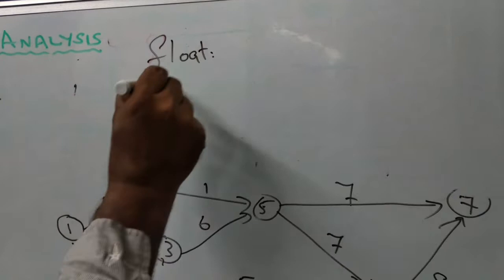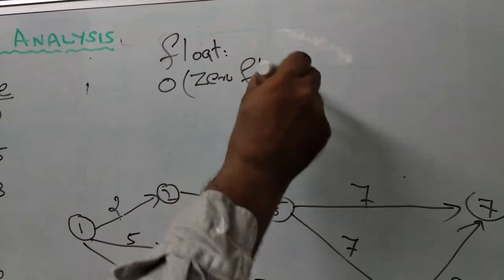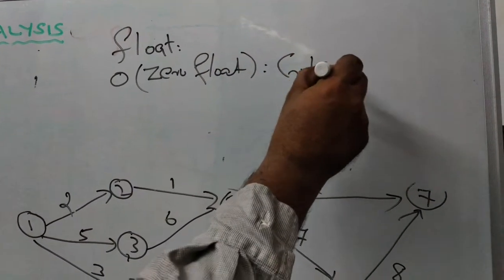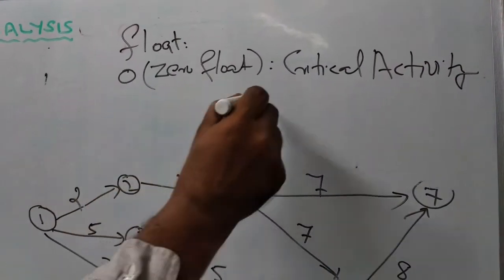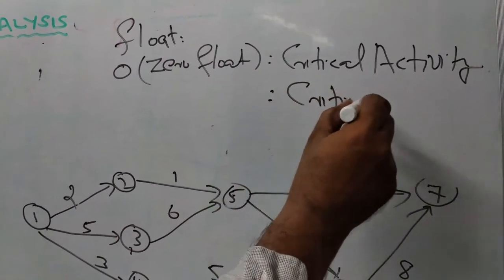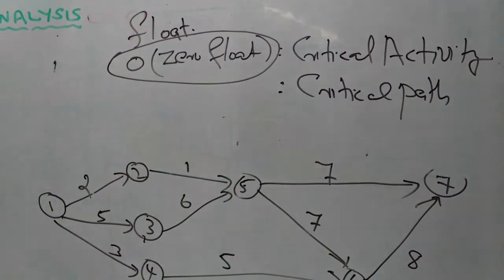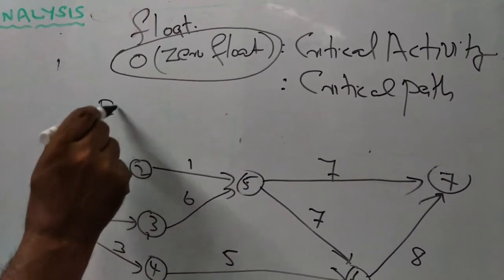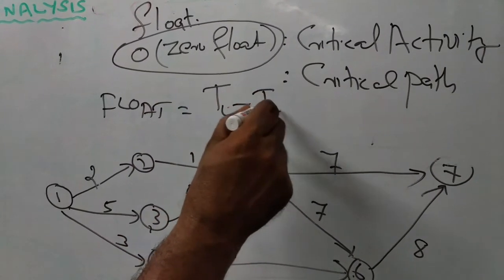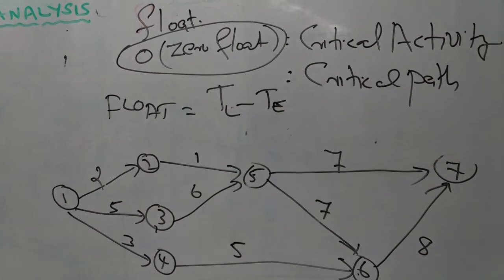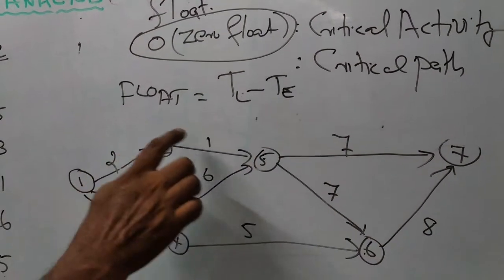The activities having zero float are called critical activities. The sequence of critical activities is called the critical path. So we are going to determine zero float. Float is the difference between the latest event time and the earliest event time, that is, the difference between forward and backward computation. Now we are going to write down the TL and TE on each node.